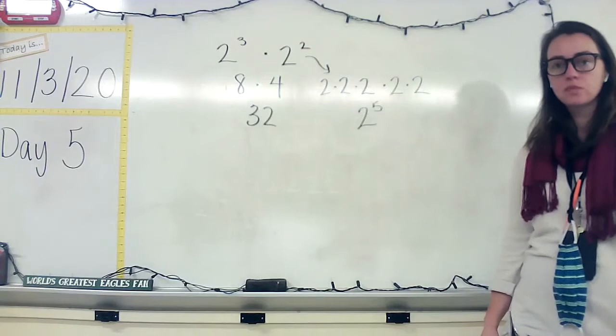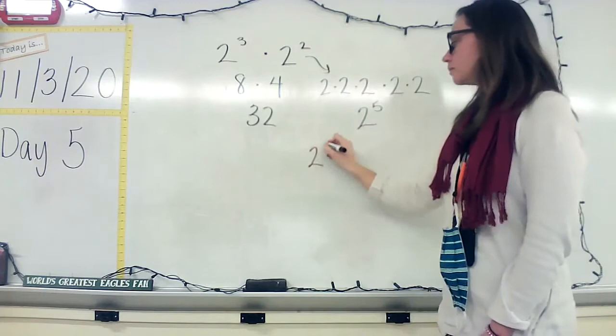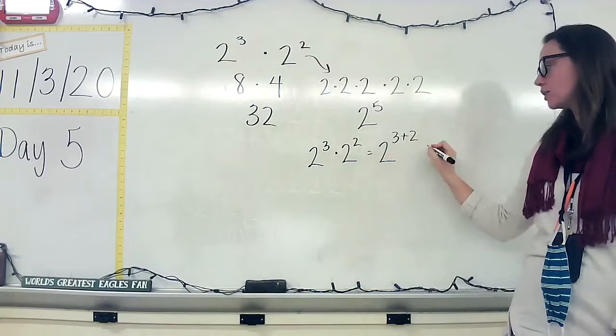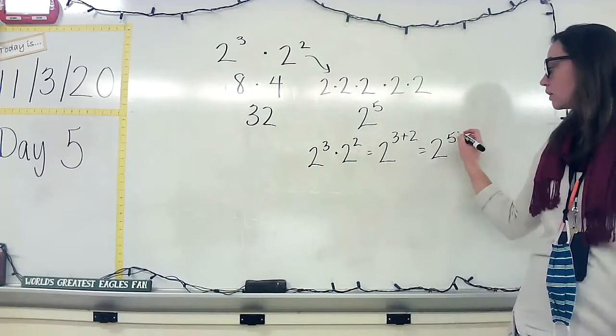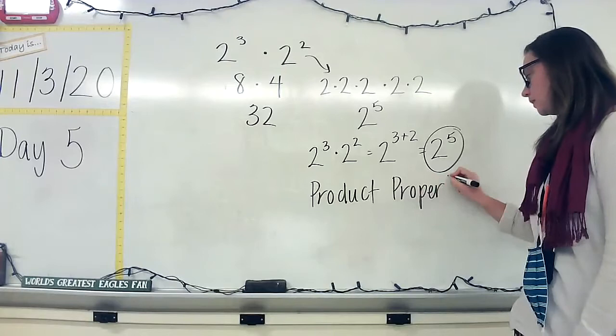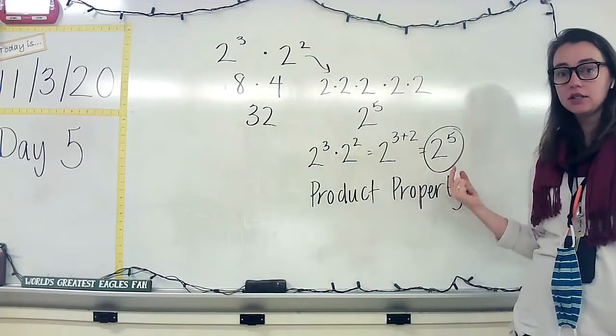Okay, well, instead of writing all of this out, because if I use bigger numbers than 3 and 2, how can I get 5 from 3 and 2? All I did there was add the exponents, 3 plus 2, to get 2 to the 5th. This is called the product property, product being the answer of a multiplication problem. When you have two numbers with the same base raised to exponents, you add the exponents together to simplify that product. That's the product property.